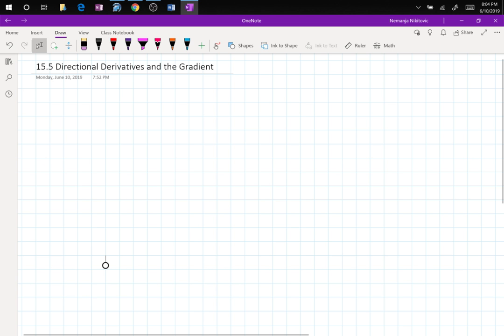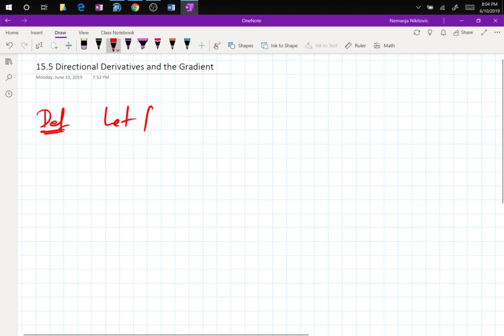So, to find the directional derivative, we are going to define it through the dot product. We are going to have a definition using the good old limit. And then we are going to have a formula that will actually calculate these things, because you don't want to mess with the limit, right?